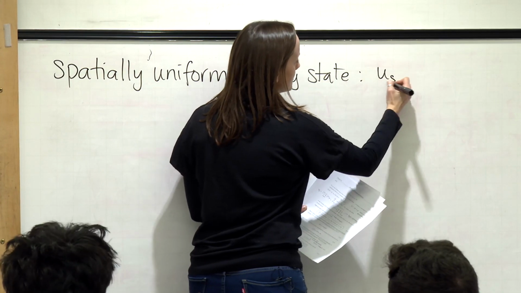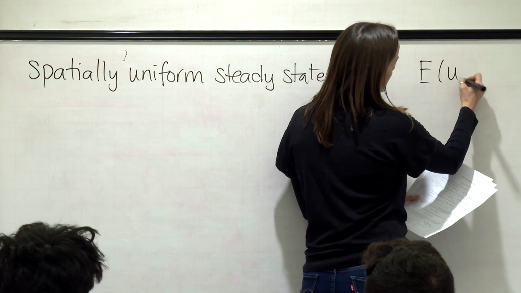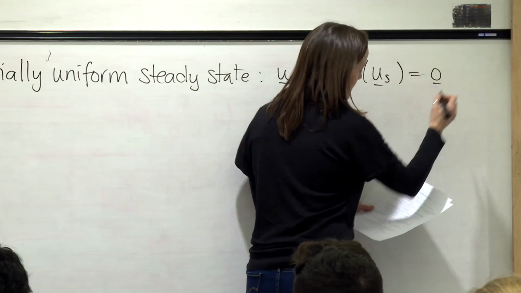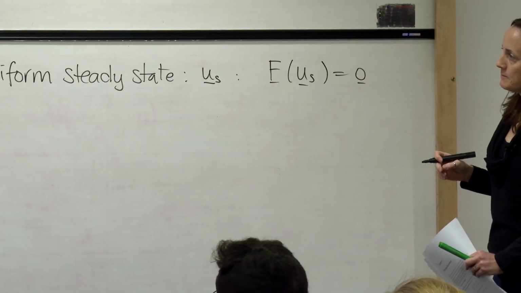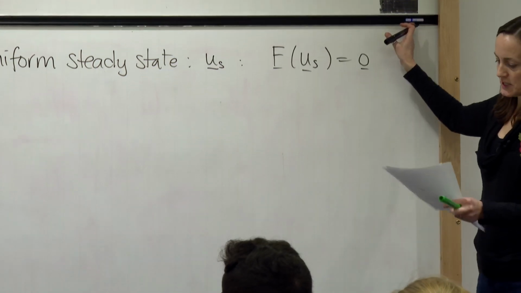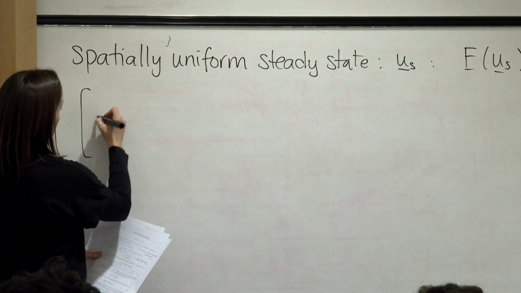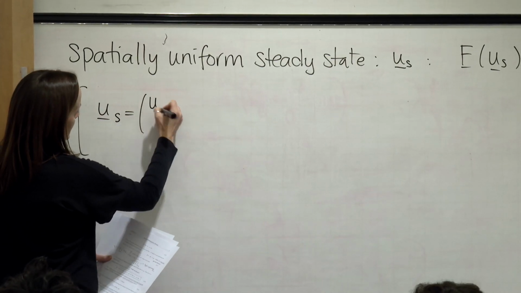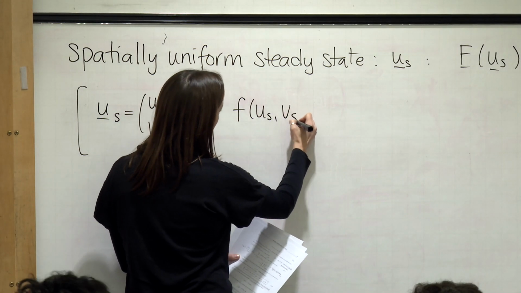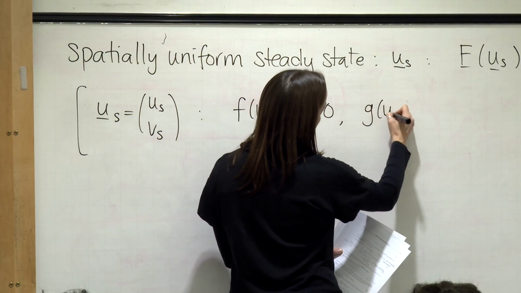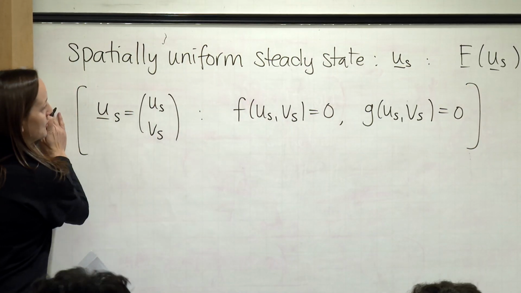Okay, so I'm going to call it vector u_s, and this is just going to be f of u_s equal to 0. Otherwise, in the language we've been using, this would have just been a u_s, v_s, and it satisfies f of u_s, v_s is 0, and g of u_s, v_s is equal to 0. So if you're happier writing it that way, by all means, do it that way.